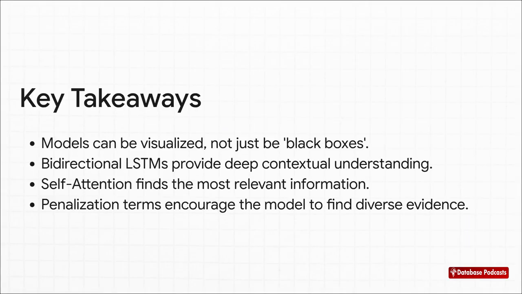So, let's bring it all together. What are the most important things to remember from all this? Well, the biggest takeaway is that these complex AI models don't have to be mysterious black boxes. By using bidirectional LSTMs for full context and then layering self-attention on top as a smart highlighter, we can actually see why a decision is made. And by adding that penalization term, we make sure the model finds diverse, meaningful evidence every time.